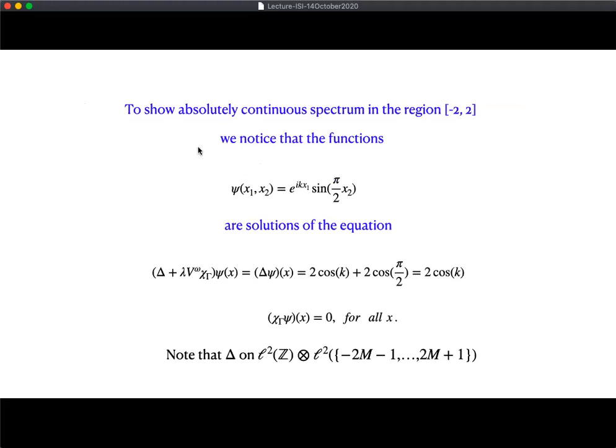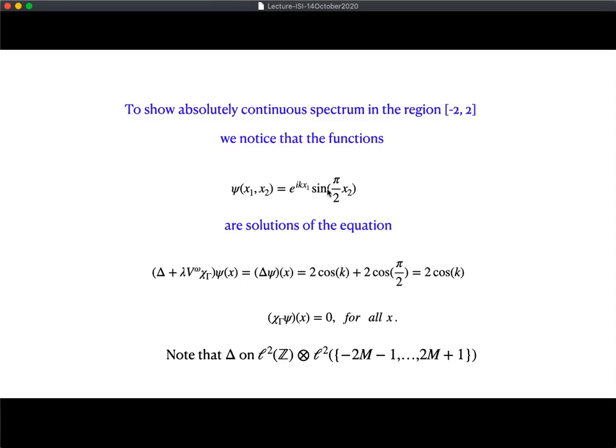So to show the absolutely continuous spectrum in this region, -2 to 2, we notice that if you look at these functions psi of x1, x2, given by e^{ik x1} and sine(pi/2 x2), where k is some fixed positive real number, then these are solutions. I should have put a dependence on k here, but I didn't. So as k varies, look at this collection of functions. That's why I said functions here.